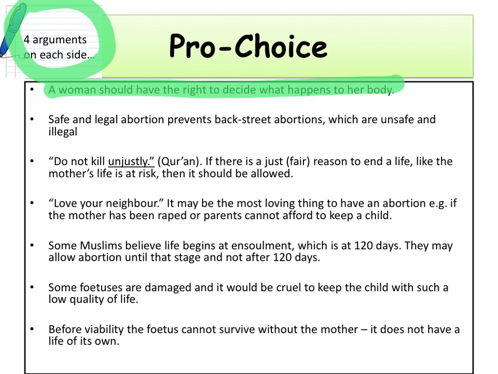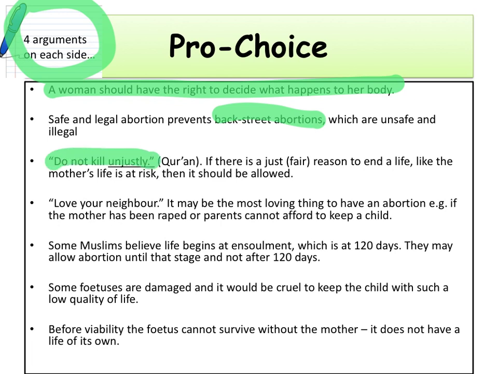Secondly, safe and legal abortion prevents backstreet abortions, which are unsafe and illegal. Backstreet abortions were the type of abortion that took place prior to abortion being legal. Because they were unregulated and illegal, they often took place with unqualified people and in unhygienic conditions. This put mothers at huge risk in order to have an abortion, and this is something that many people want to avoid us going back to.